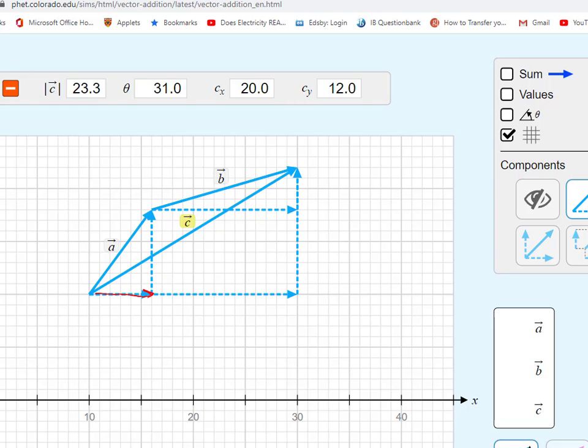I can turn on some of the pieces of information, and you can see, no pun intended, that the x component of the A vector and the x component of the B vector combined to make the x component of the C vector. And you could do the exact same thing with the verticals. That's the y component of the A vector. This is the y component of the B vector. If you add those both together, you get the y component of the C vector.